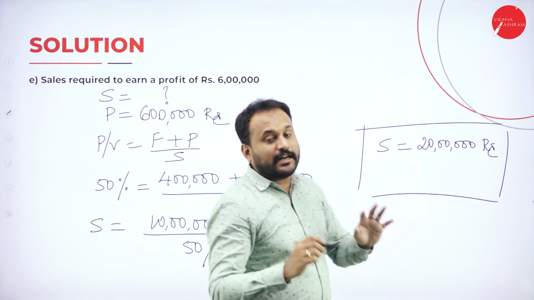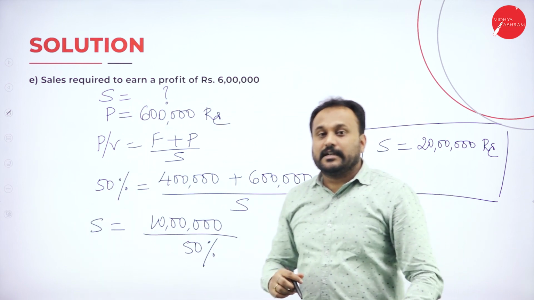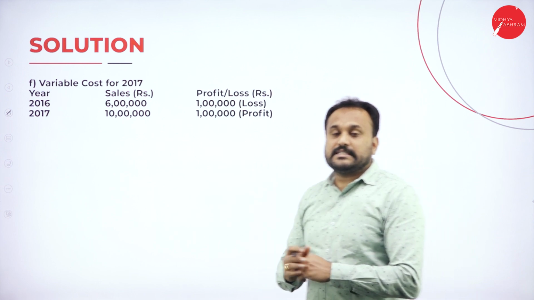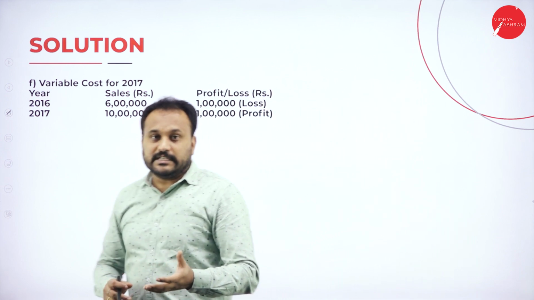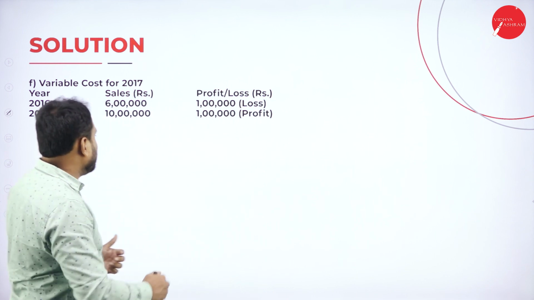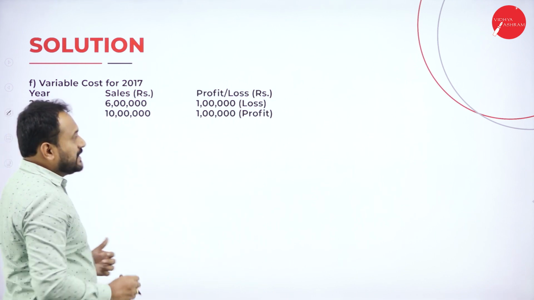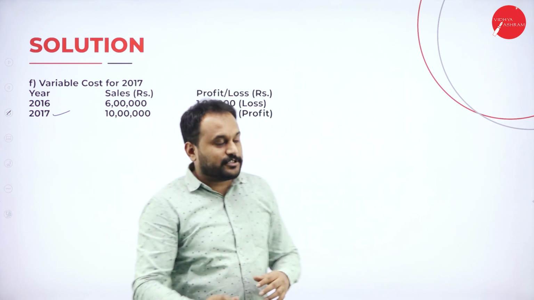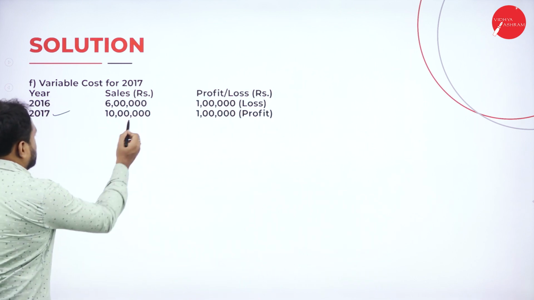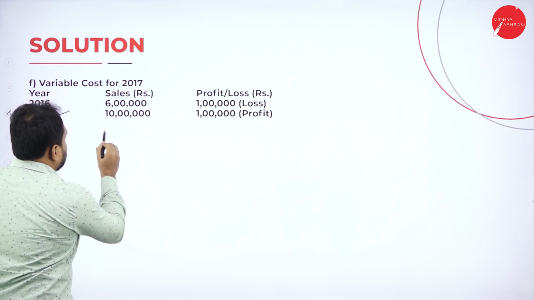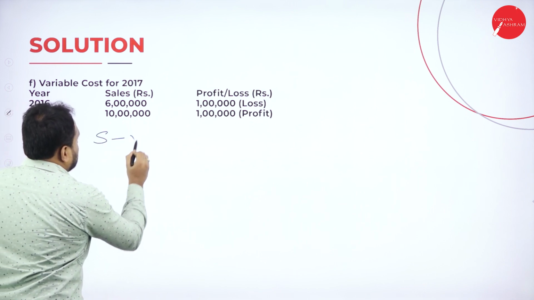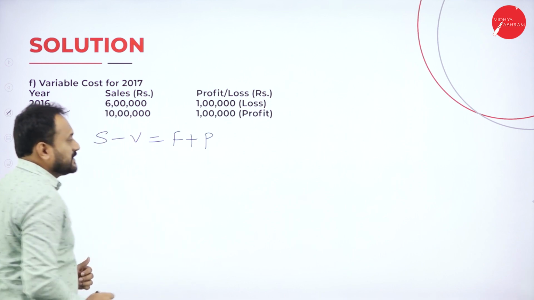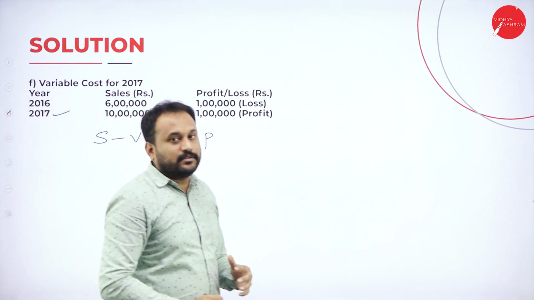Now we are left with the last question, that is about variable cost, which they have asked. Variable cost for 2017. How much is it? Let's solve 2017 first. I'll even teach you how to find 2016 also. Whenever you get variable cost, please go with this formula: S minus V is equal to F plus P.